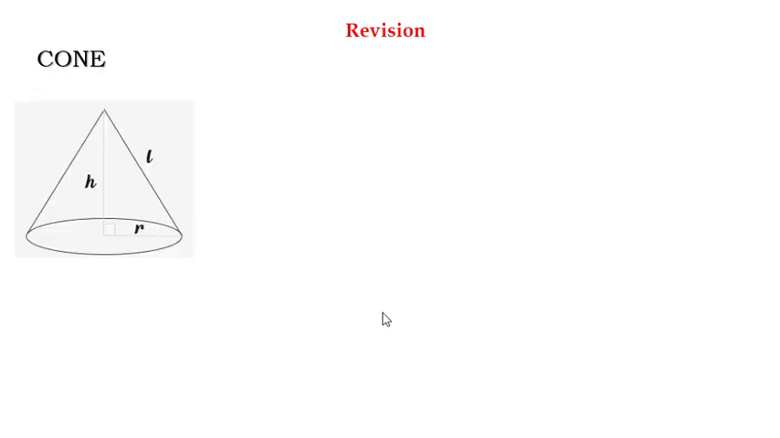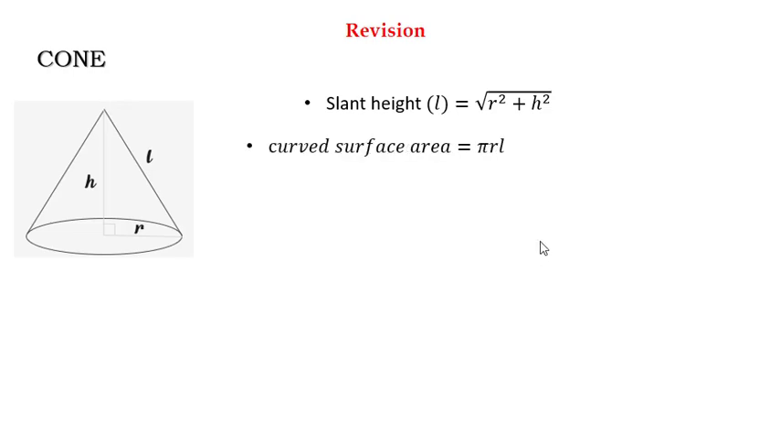Now let us discuss cone. For cone, if radius and height are given, first we will calculate the slant height. The formula for slant height is root of r square plus h square. We use Pythagoras theorem to calculate this slant height. Once we know the slant height, we can find curved surface area in case of cone, which is pi r l. And total surface area is this curved surface area pi r l plus area at the base, which is pi r square. So total surface area is pi r l plus pi r square.